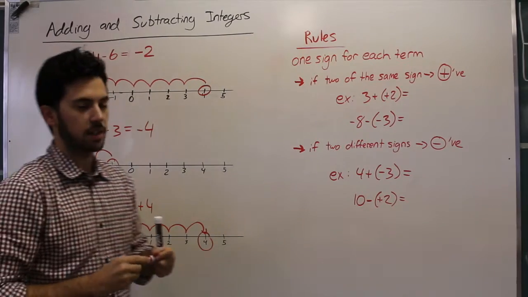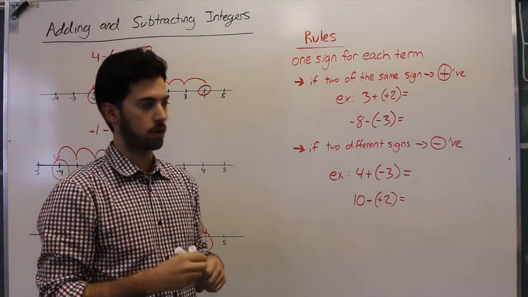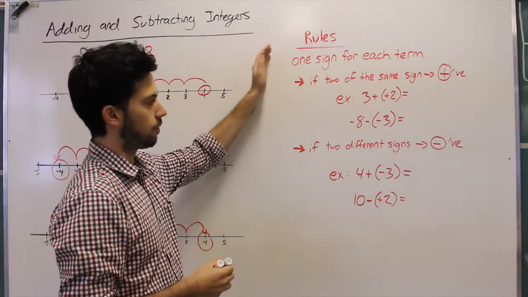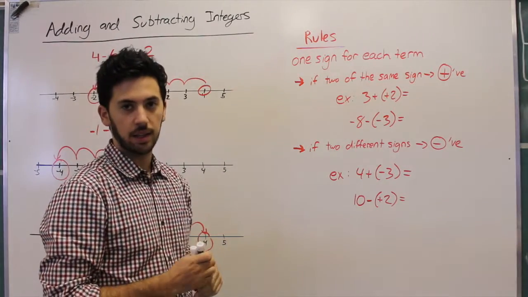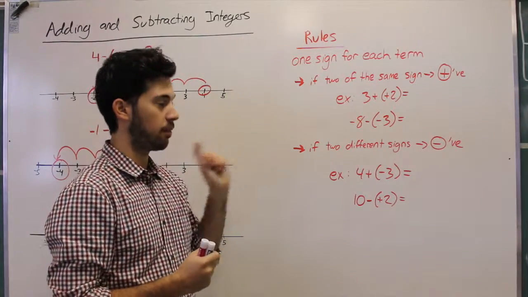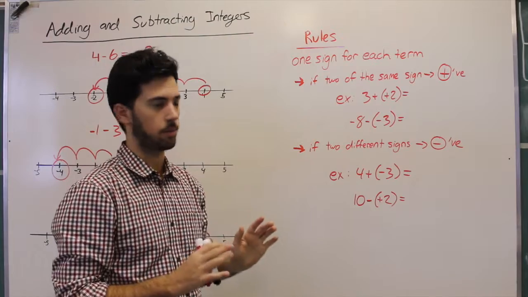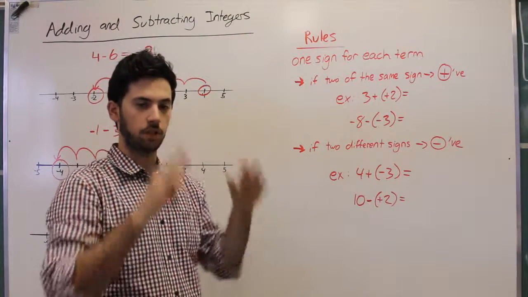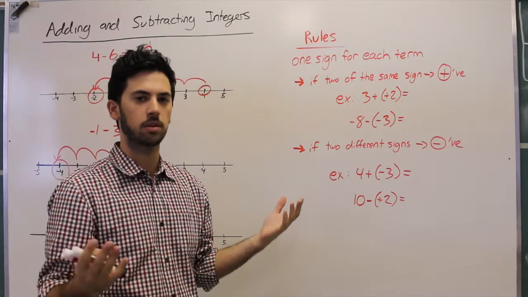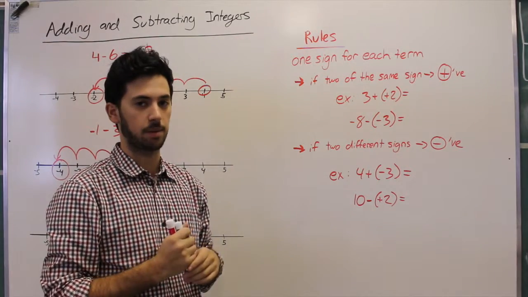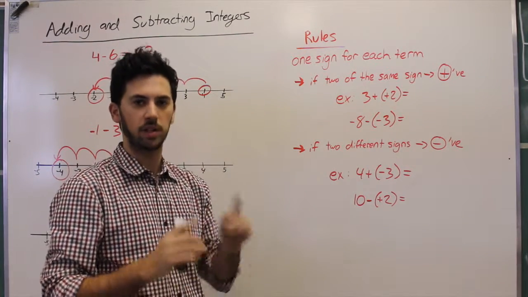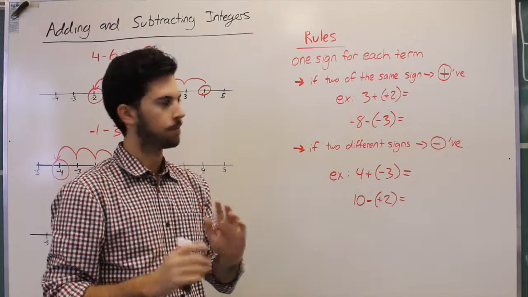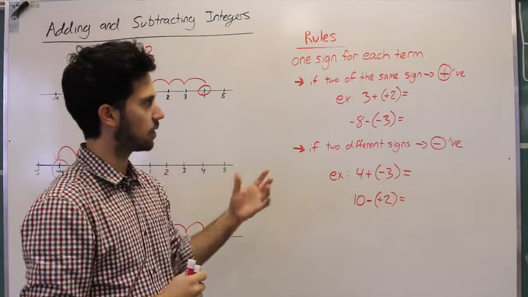So if that makes sense to you, let's start with our first set of rules. So the first rule of adding and subtracting integers is that we only have one sign in front of each term. So you could get an instance where you're solving and you end up with two signs in front of the same term. That's no good. We just want to turn that into one. So how do we make two signs into one?